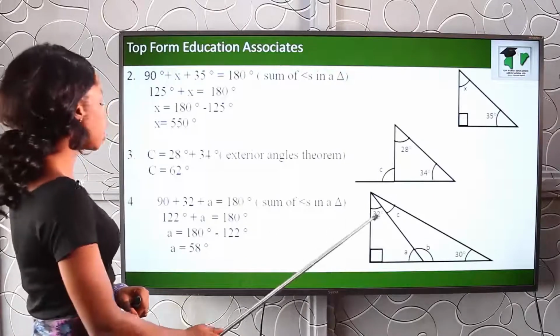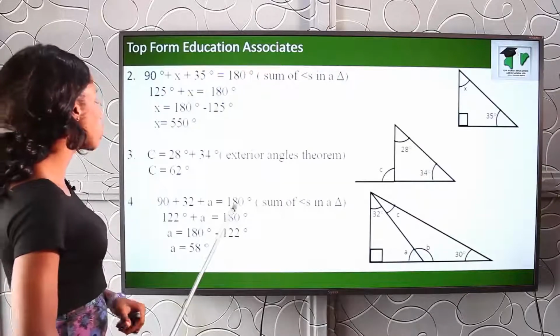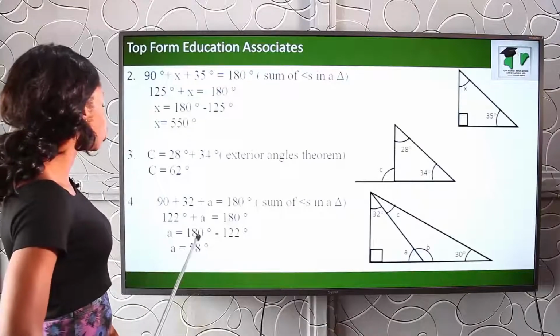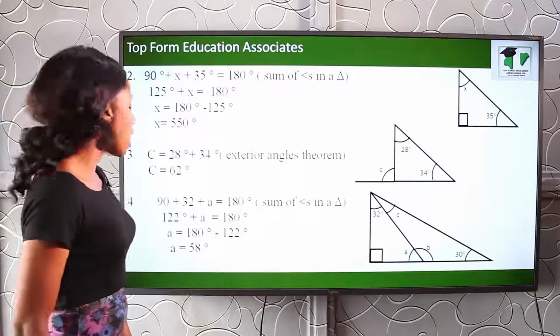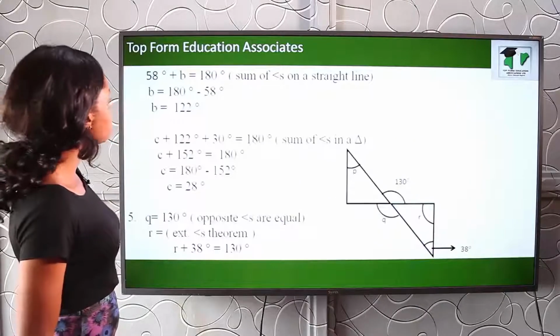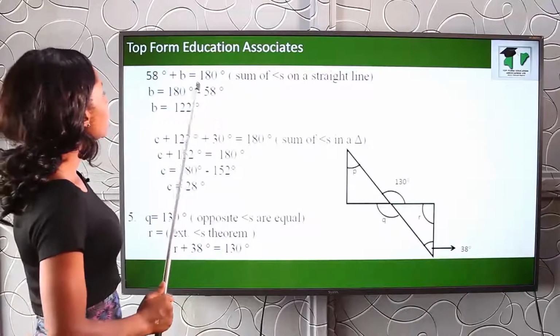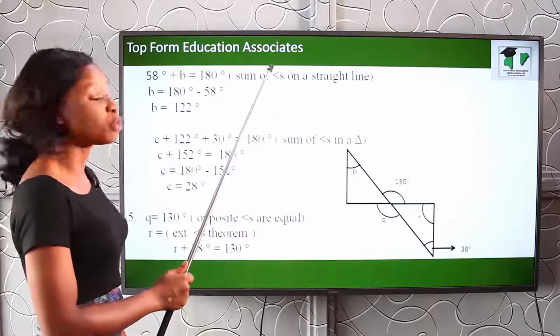So 32 plus 90 plus 32 plus A equals 180 degrees. You sum it up, you subtract the sum from 180 degrees, and you get A as 58 degrees. Now for B, the sum of angles on a straight line is 180 degrees. I hope you remember that.